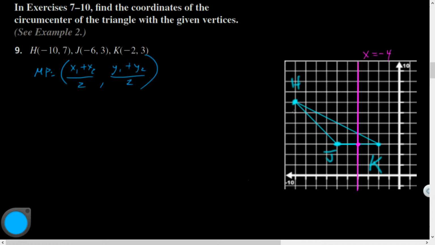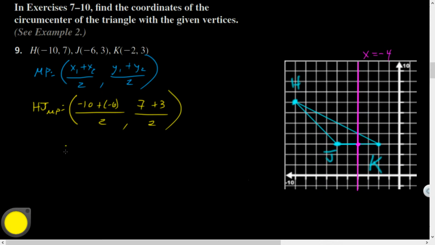And let's find the midpoint of HJ. I don't have a good way of labeling it, so I'll just call it subscript MP, HJ midpoint. H is, let's see, so that's going to be -10 plus -6 all over 2. The y coordinates for those points are 7 and 3, so 7 plus 3 all divided by 2. My HJ midpoint is going to be -16 divided by 2, which is -8. 7 plus 3 is 10, divided by 2 is 5.